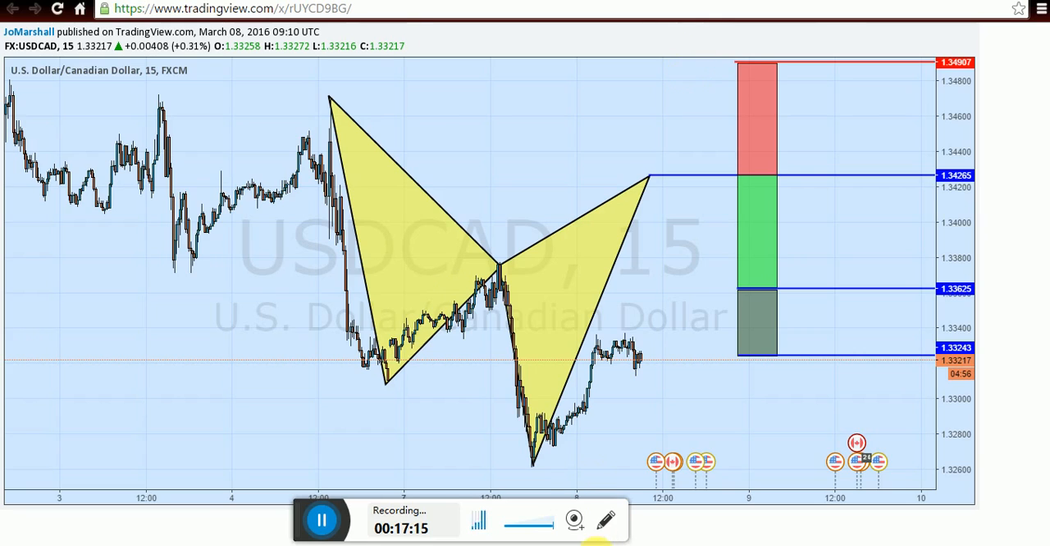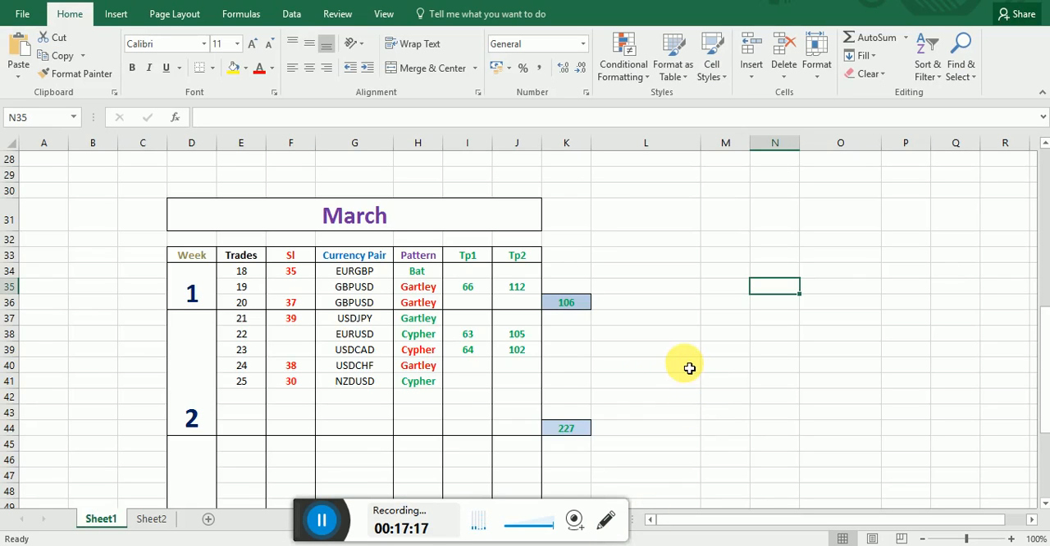So anyway, back to the spreadsheet results, to show you guys what happened. As you can see, the results of the trade: the bullish Gartley, the 39 pips lost, the 38 pips and the 30 pips that we had on the New Zealand dollar Cipher pattern, and the 2 winners, they're very identical. They're both Cipher patterns. 63 pips on the first, 105 pips on the second target, 64 pips on the first, 102 pips on the second target, giving us a weekly profit of about 227.